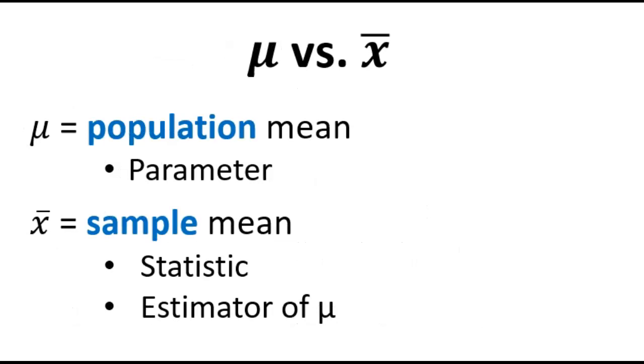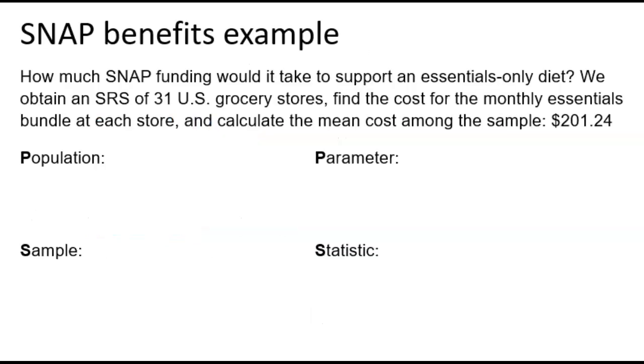So when we look at the two symbols, when we're talking about trying to explain the difference between the population mean and the sample mean, we're going to use mu and x bar to do that. And remember that mu then is considered a parameter. This is for all the stores in the U.S., and then a sample is just a sample that we take from the population to do that.